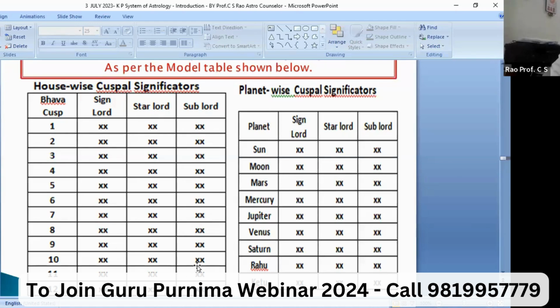Like that, suppose the 10th sublord decides whether he goes for business or employment for livelihood, and what type of livelihood he is going to make. For the 10th sublord, fixed tables are given as per the professions and jobs prevailing at the time of Krishnamurti, the founder of the system. He prepared a list for all 249 subs: where the 10th cusp lord is, in which sub, what is the nature of the job. But that is not applicable today. You have to apply it carefully as per the present context.